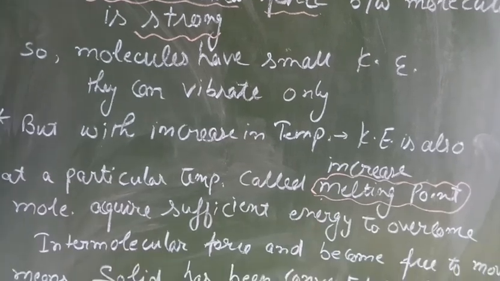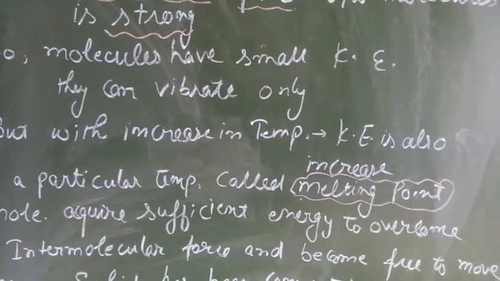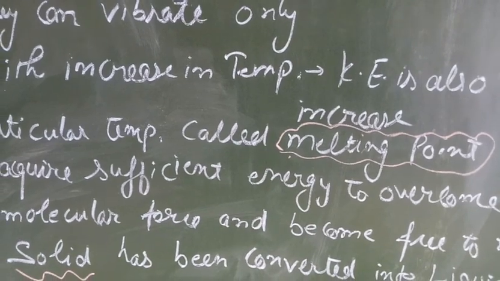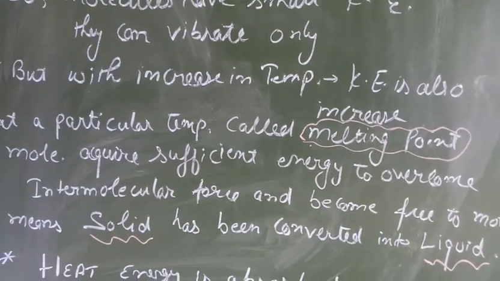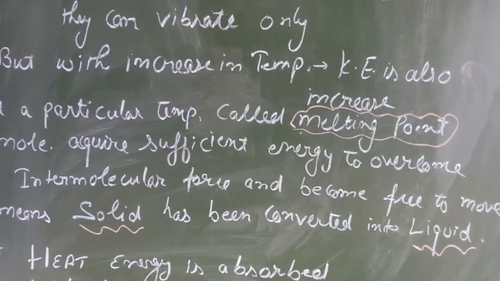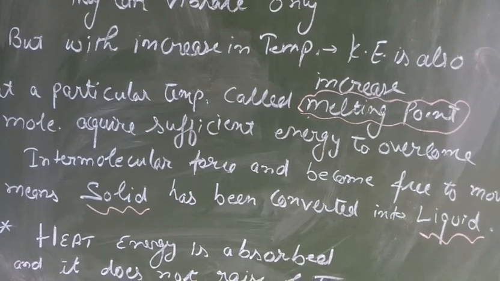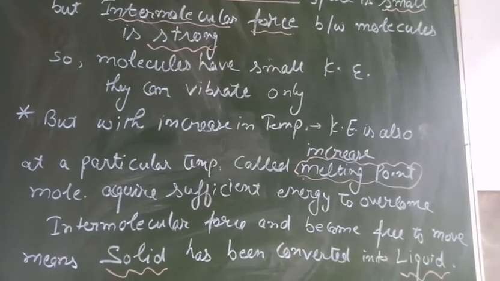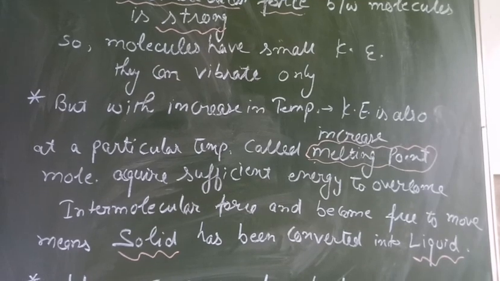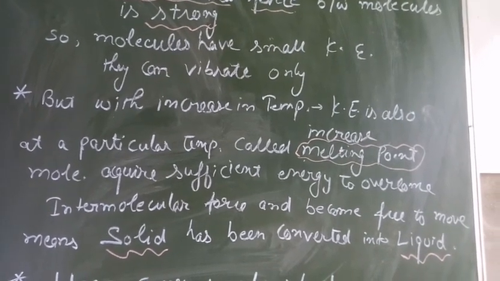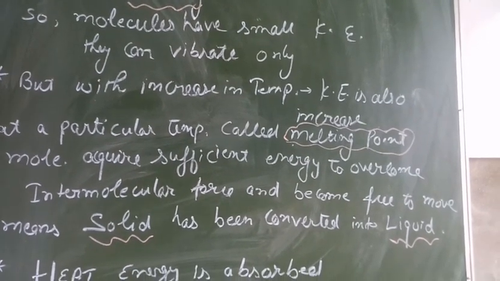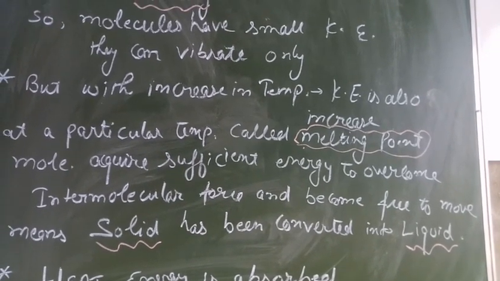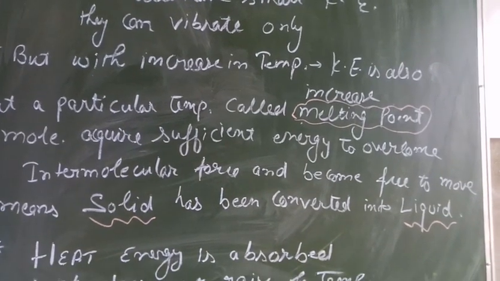But as we know, with the increase in temperature, kinetic energy is also increased. It means at a particular temperature called the melting point, they acquire sufficient energy to overcome intermolecular force and become free to move. That means the solid has been converted into liquid. So to say, with the increase in temperature, the kinetic energy of the molecules increases, and they have large kinetic energy and more space, so the solid converts into liquid, and that particular temperature is called the melting point of the solid.